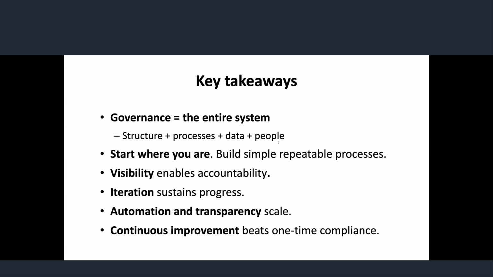So, before we move on to our panel, I do want to share some key takeaways that governance equals the entire system, which includes your structures, your processes, your data, and most importantly, your people. Start where you are and build simple, repeatable processes. Visibility enables accountability, and iteration sustains progress. Automation and transparency scale across our large environments, and continuous improvement beats one-time compliance.